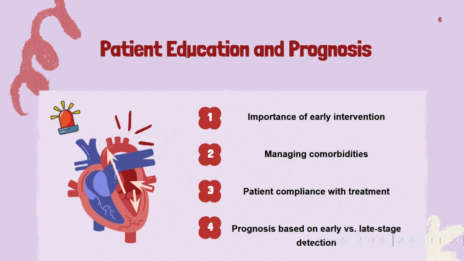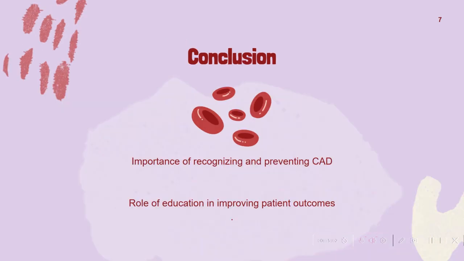Early intervention can significantly improve prognosis and quality of life, especially when combined with efforts to manage comorbid conditions. Education plays a central role in the process by empowering patients to make informed choices, adhere to treatment plans, and recognize warning signs. By prioritizing patient education and prevention strategies, healthcare providers can reduce the prevalence and severity of CAD, ultimately saving lives and improving long-term health outcomes.